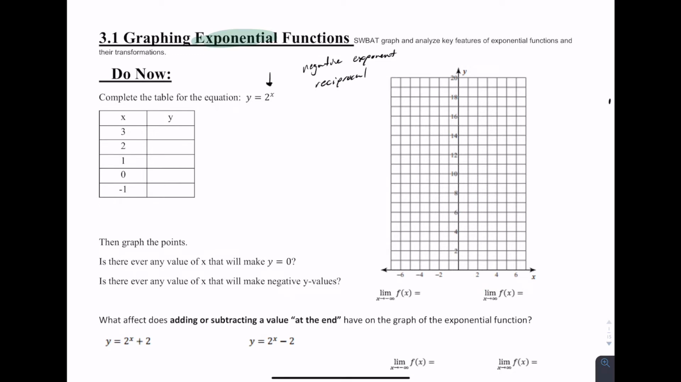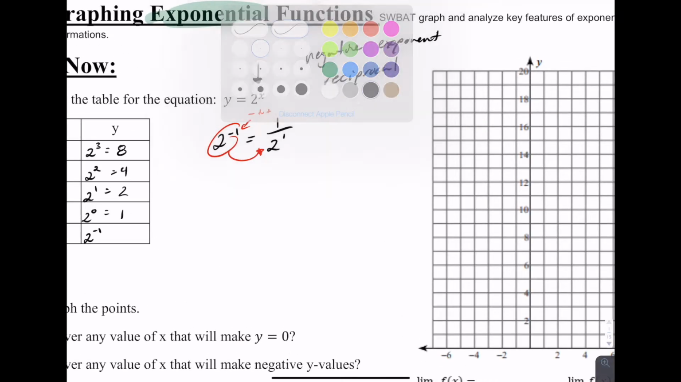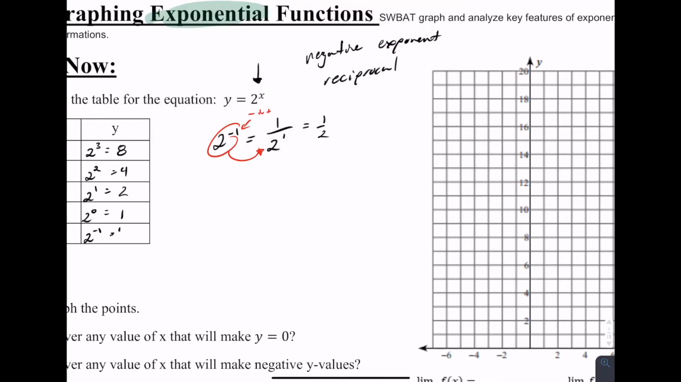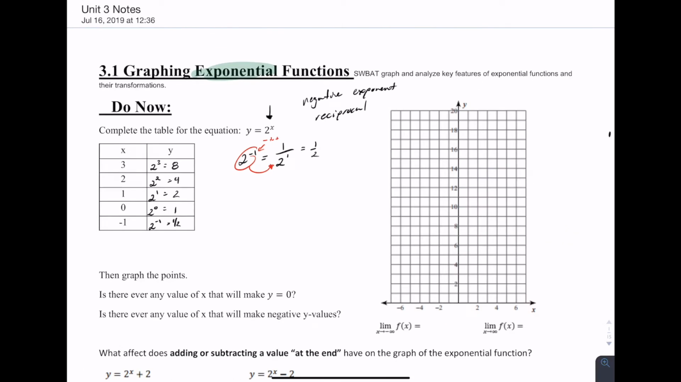So if we plug in a 3, that's 2 cubed, which would be 8, 2 squared, which would be 4, 2 to the 1, which is 2, 2 to the 0, which is 1, and then 2 to the negative 1. That one's special. So 2 to the negative 1 is a reciprocal of 2. In other words, it's 1 over 2 to the positive 1. You can just bring this whole thing down to the bottom of a fraction and then change the exponent from a negative to a positive. And so now this ultimately equals 1/2. All right, so now we can plug and chug these values.